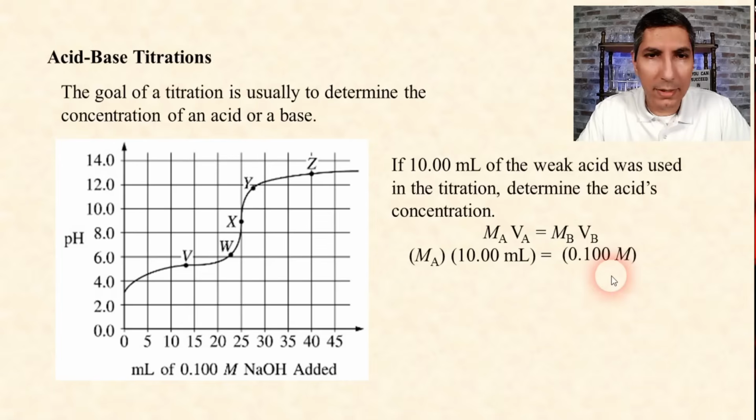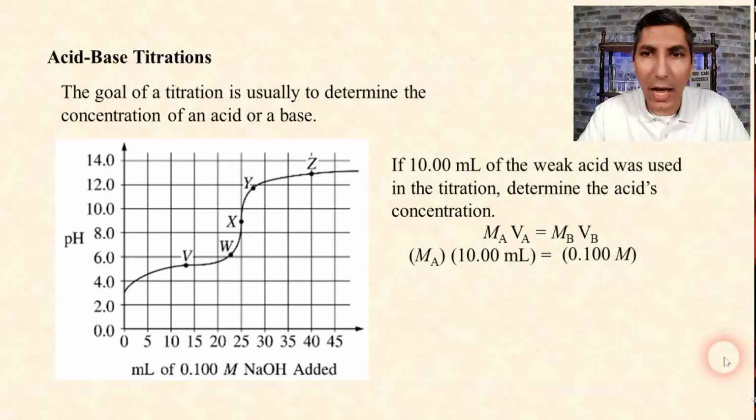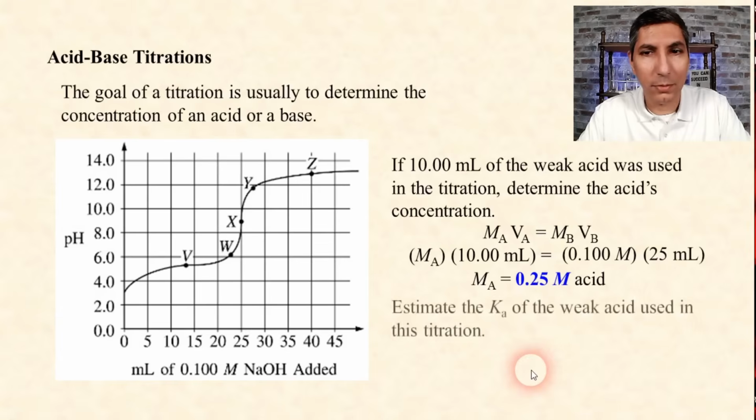And then the volume of the base, well, notice that there's this inflection point right here, right around the 25 milliliter point. That tells me that was the point where we got to the equivalence point. So that means that VB is 25 milliliters. So I put that in right here. I can solve for M sub A using simple algebra, and I find that it was 0.25 moles per liter of the acid. So using that titration equation in this curve, we can get some pretty good information there.